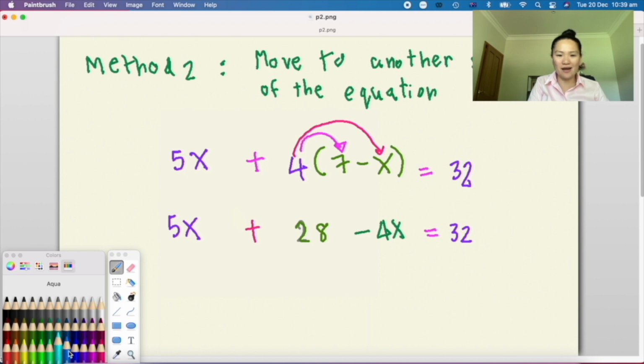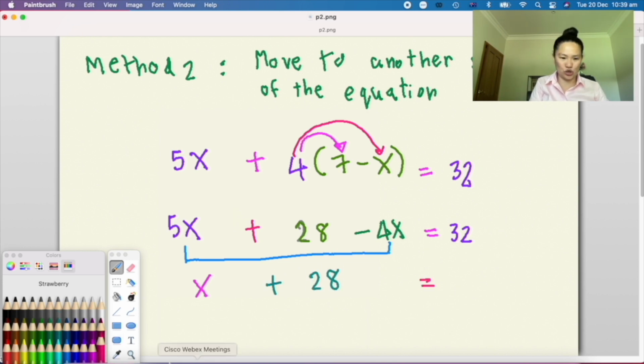Combine them, huh? 5x minus 4x, we have just x left. Write out x here. x. And then you still have plus 28 equals 32.